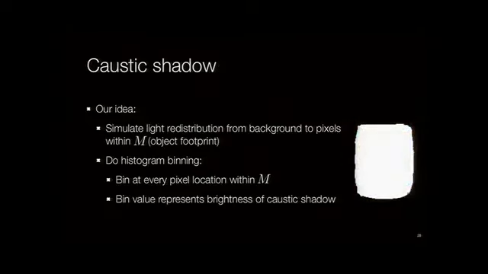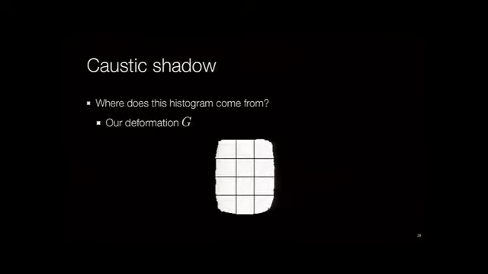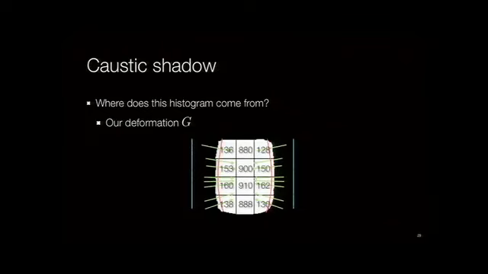So again, without any 3D information, our idea is to simulate the light redistribution from the background to the object, and it can be done by histogram binning. There will be a histogram at every pixel location within the object, and the bin values represent the brightness of the caustic shadow. So where does this histogram come from? Well, we can apply our refractive deformation G, that is, a 2D warping, to simulate the light redistribution process. The deformation field maps the background pixels to the pixels within the object silhouette, and the histogram bin can then tabulate the number of pixels that fall within the silhouette.